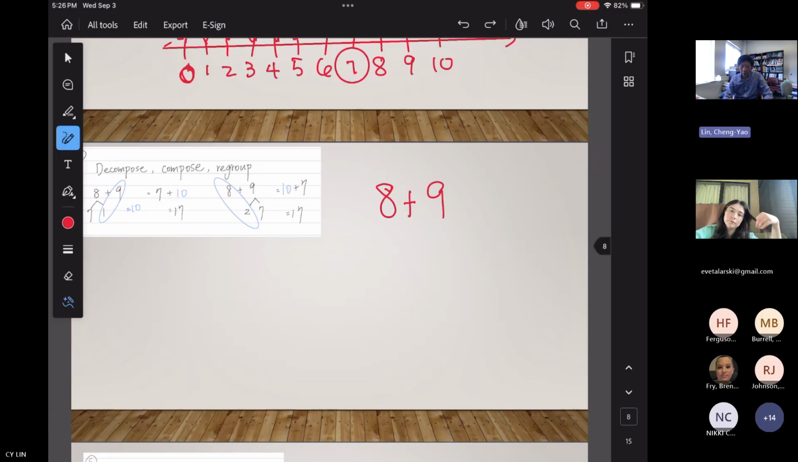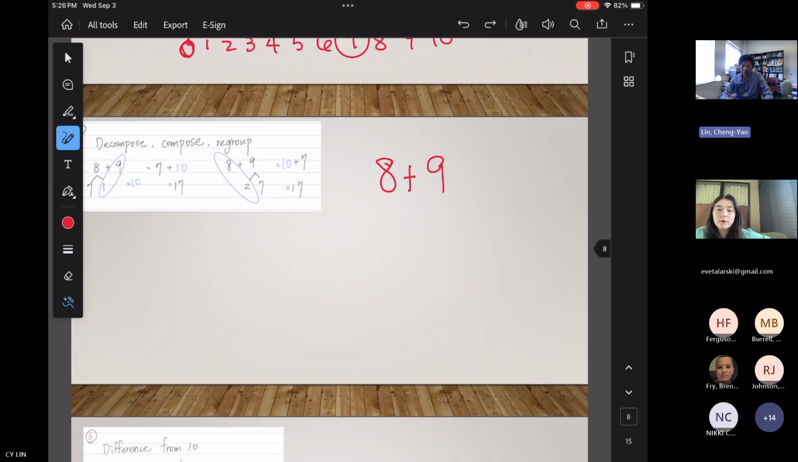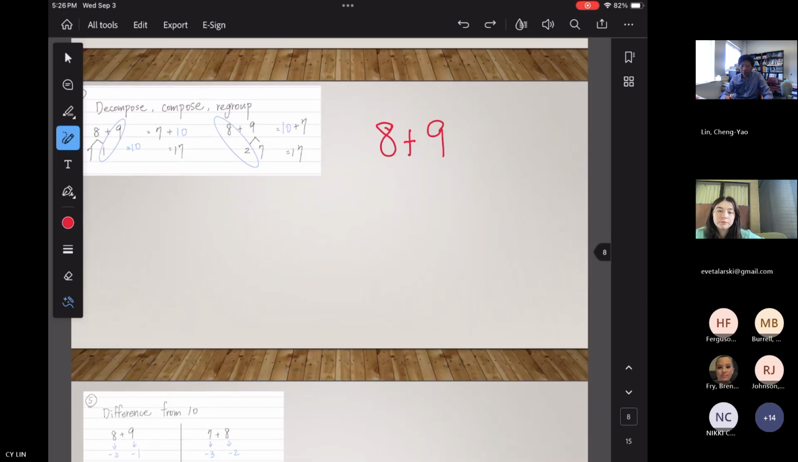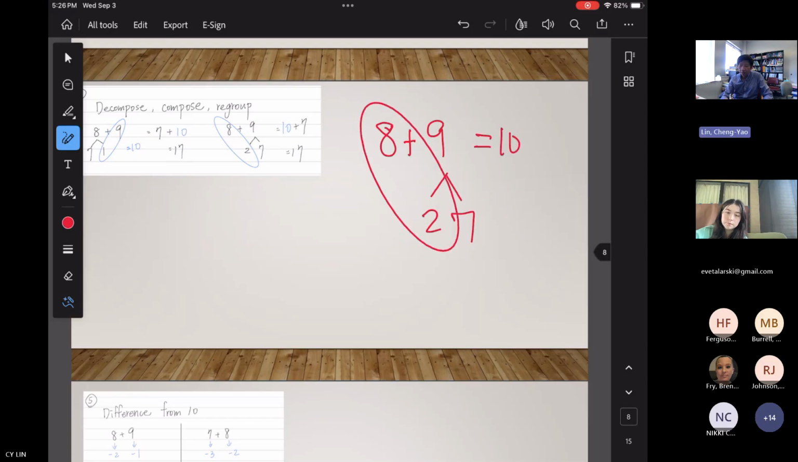All right. Can I do a different way of decomposing this? Yes, I can. Can I decompose 9 as 2 and 7? Yes or no? Another way. And I make this a 10. So 10 plus 7, which is 17. Another way of decomposing. All right. Does that make sense to you?